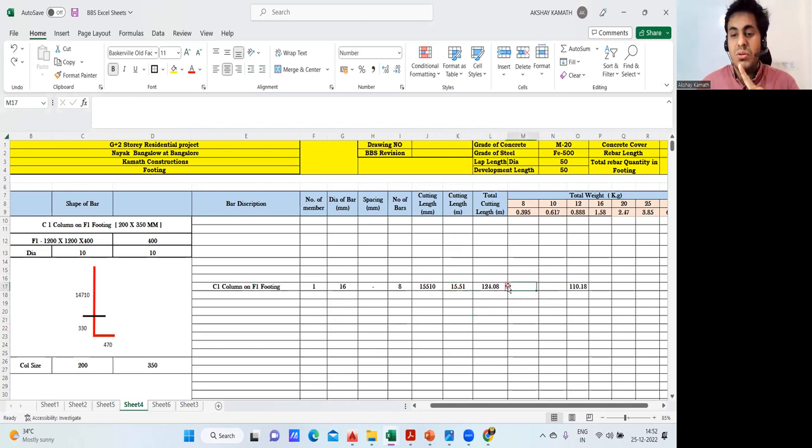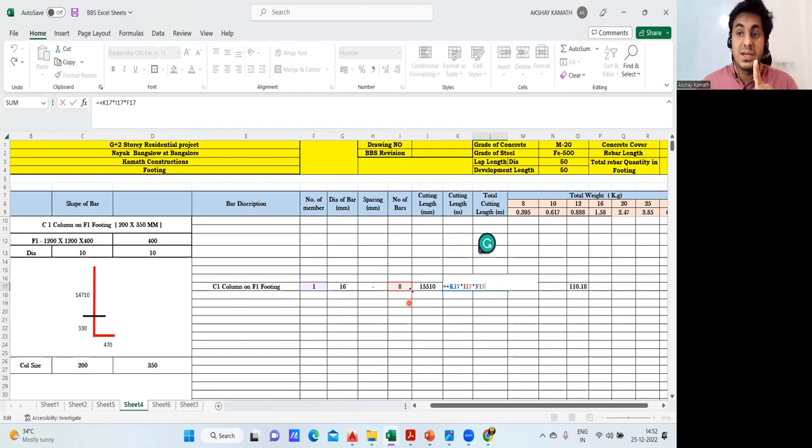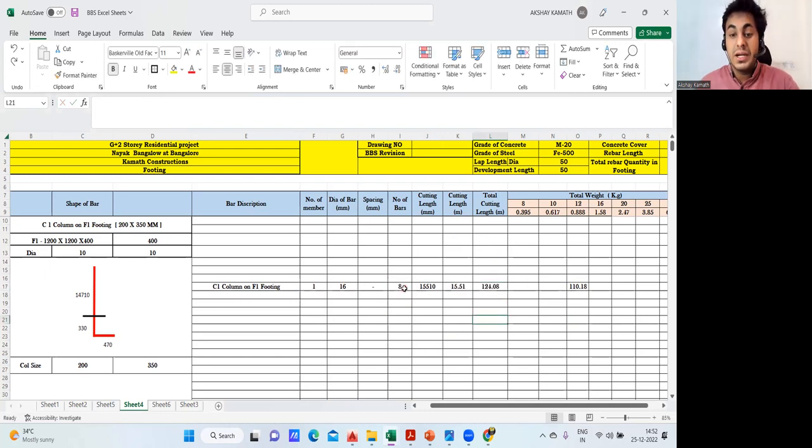So total cutting length will be the cutting length of one bar multiplied by the number of bars. How many bars are there? 8 bars are there, so I'll multiply. And how many such C1 columns are there? There is one. So this multiplied by this will give me the total cutting length of all 8 rebars of C1 columns, which comes out to be 124.08 meter.